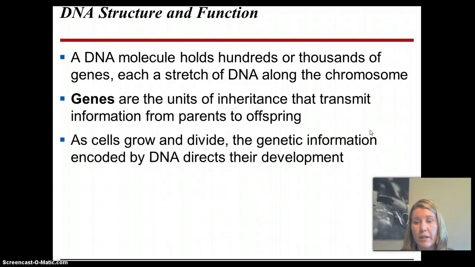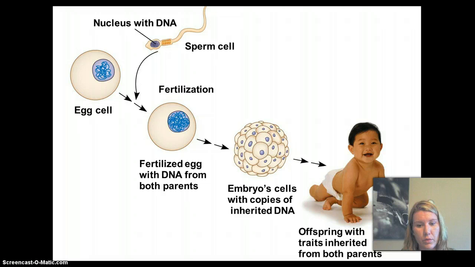Genes are the units of inheritance that are passed from parent to offspring. As cells grow and divide, the genetic information is what's responsible for telling each part of the cell what to do. So here we can see the fusion of two genetic codes through fertilization. This will direct the mitosis, if you will, to form an embryo, and eventually you have a baby.